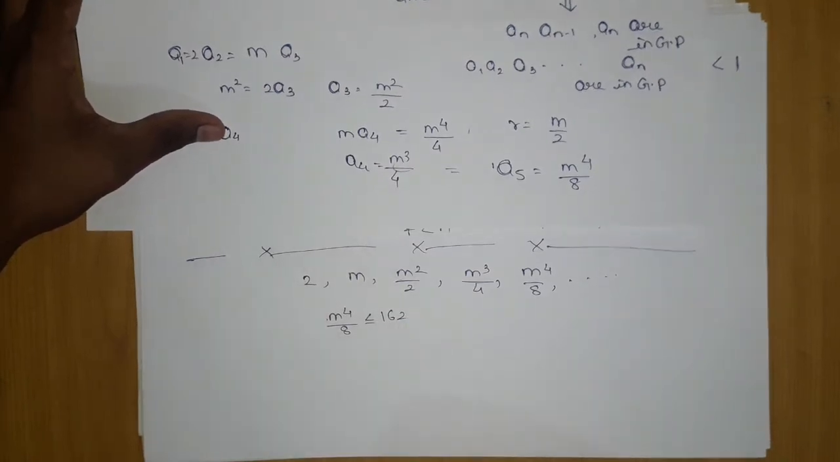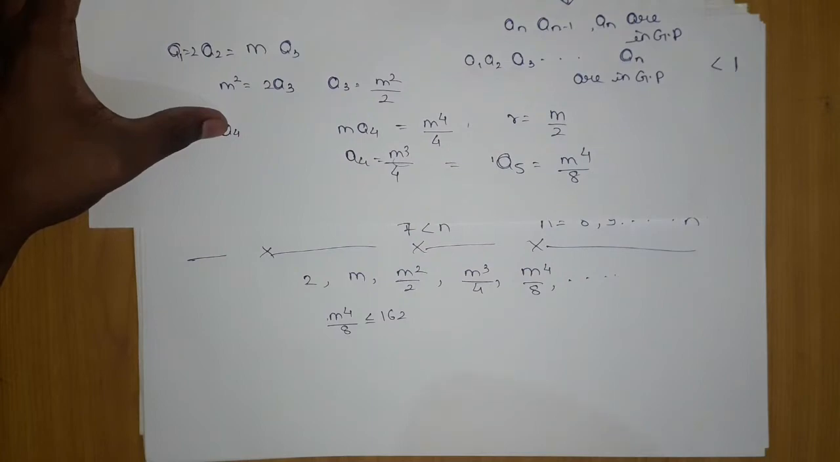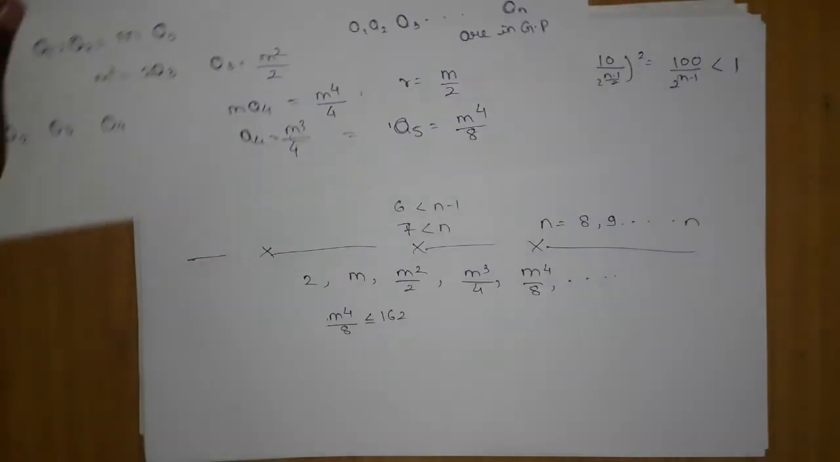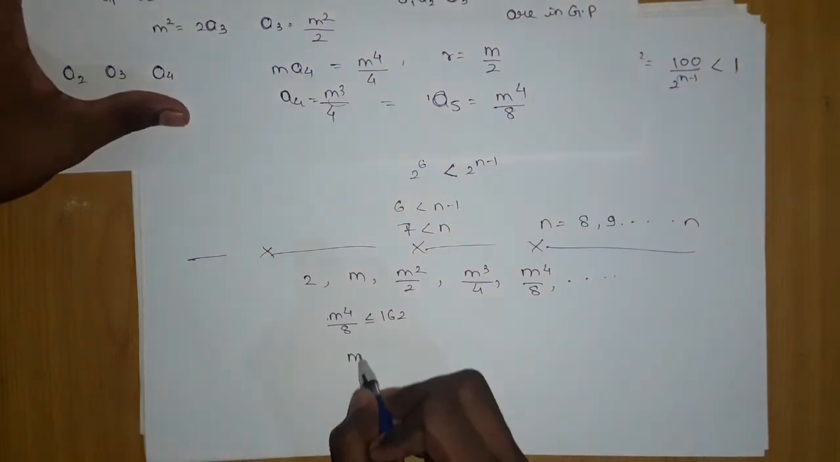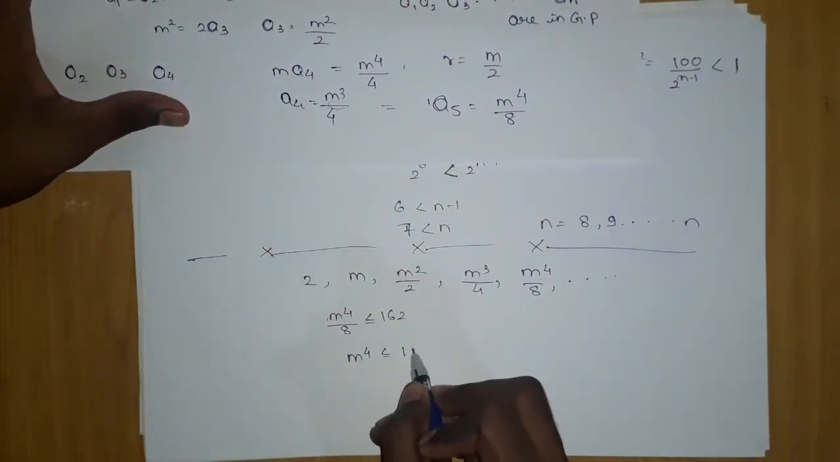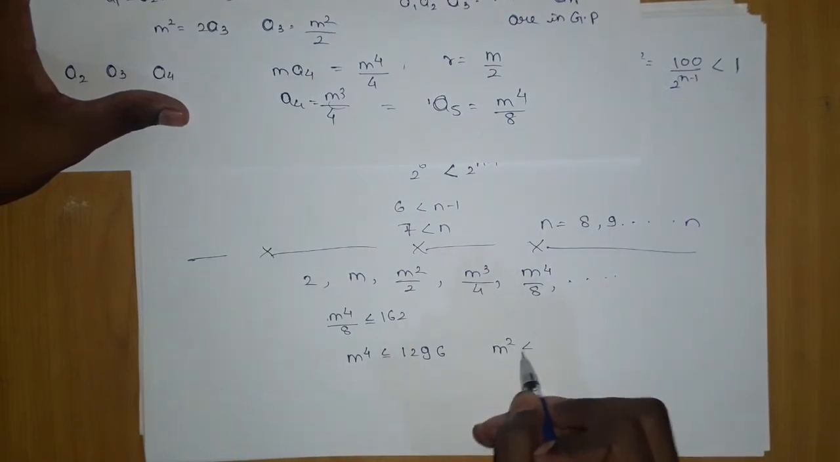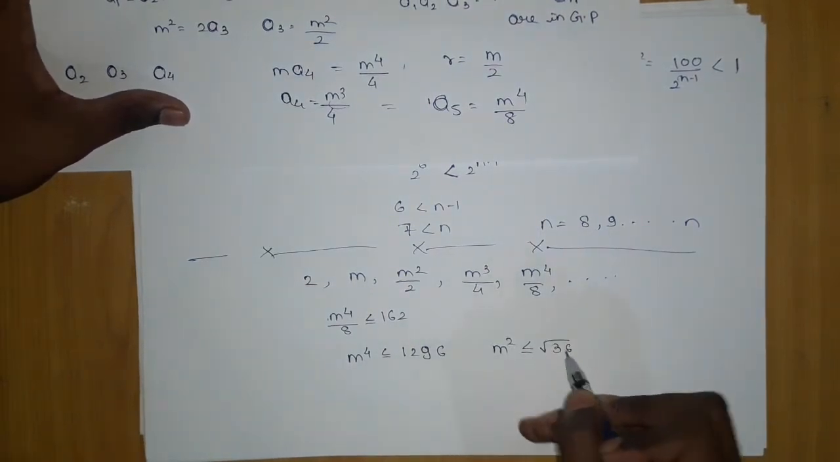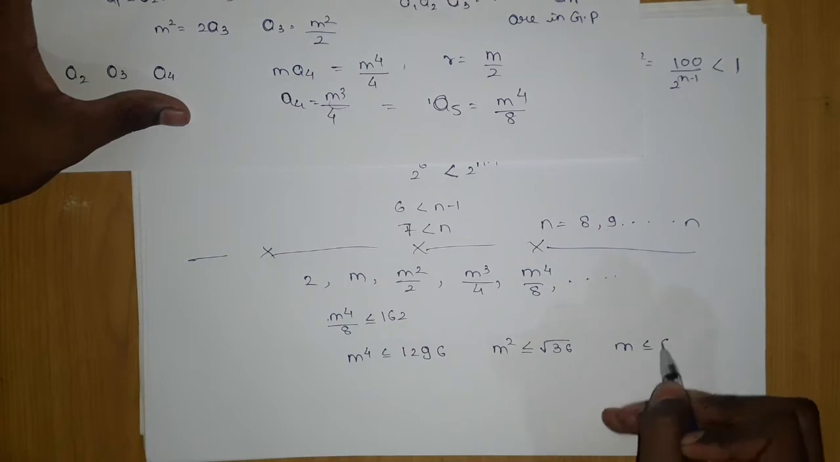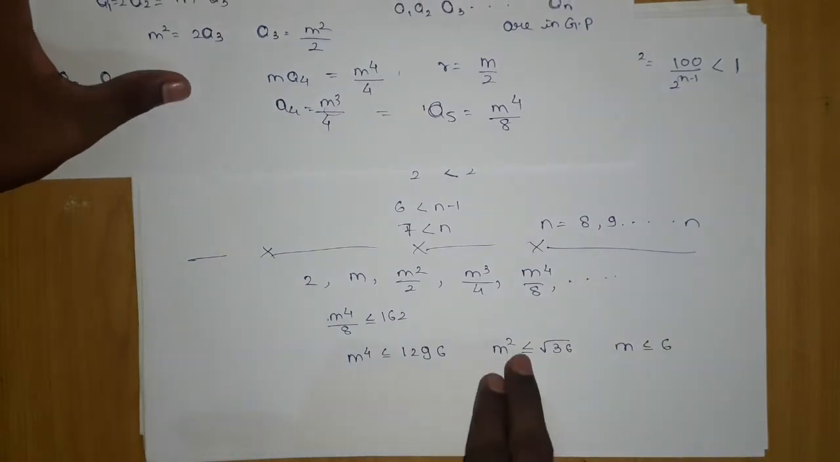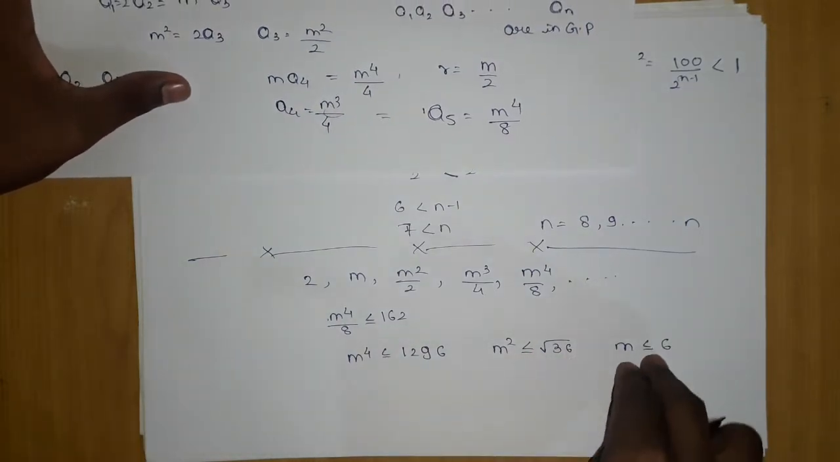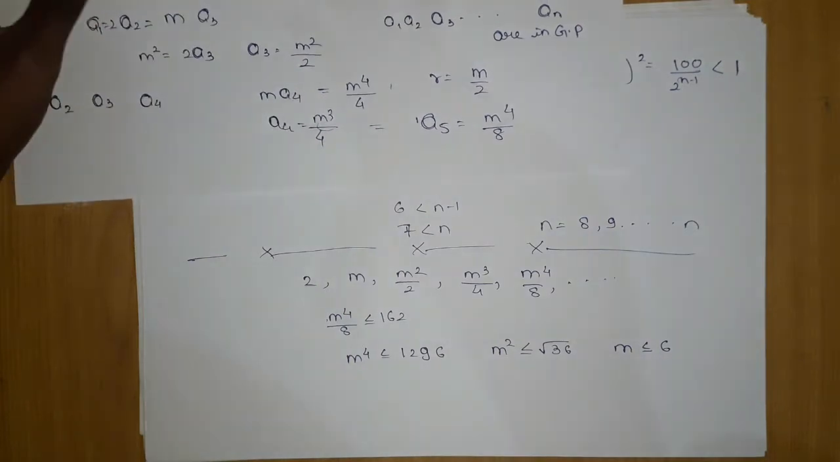If I multiply, m raised to 4 will be 1296. If I take the square root I get m square less than or equal to 36, and taking the square root again, m is less than or equal to 6. So I got that m should be at most 6.